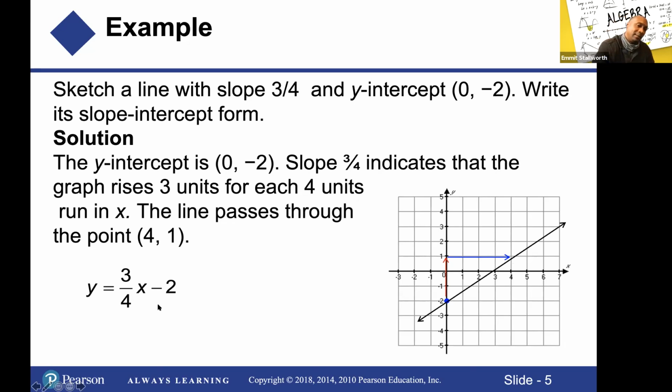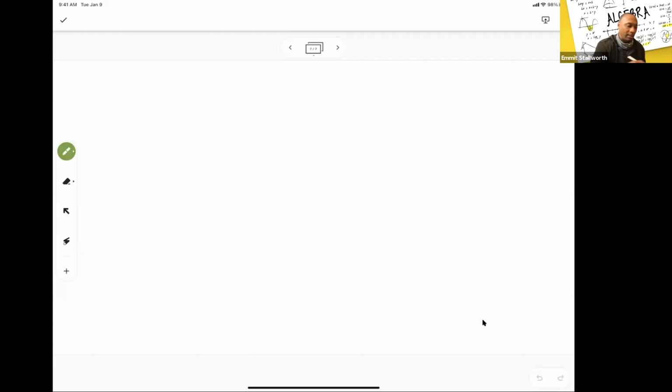But let me look at that right there. Let me do a new share. So let's go back to my little screen here. All right, the way I see this, in this case we have m is equal to 3/4, right? And then b is equal to (0, -2), or I can just say b is equal to -2.